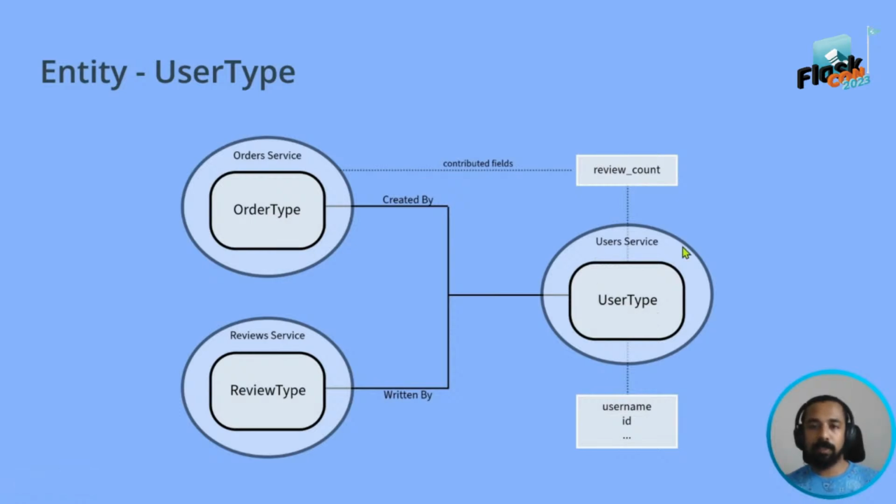Thinking of fields, in the user service, the user type might have fields like username, ID, etc. Similarly, for an entity, other services can also contribute fields. So the user type can get a contributed field called review count, which is contributed by the review service or the order service.